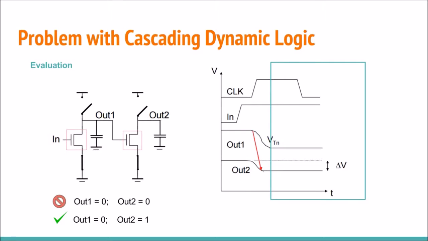If output 2 is erroneously discharged, it will remain discharged for all the evaluation phase, because in the evaluation phase, VDD is not feeding the circuit. Then, output 1 will be 0, and output 2 will be 0 too, but actually output 2 should be 1.